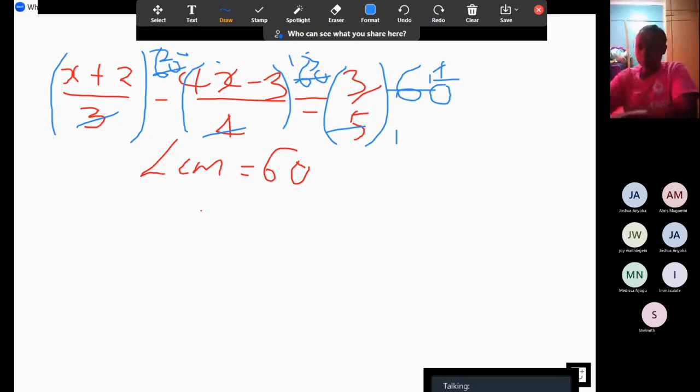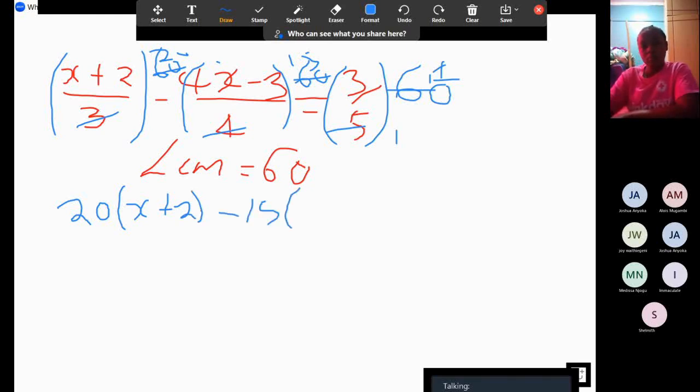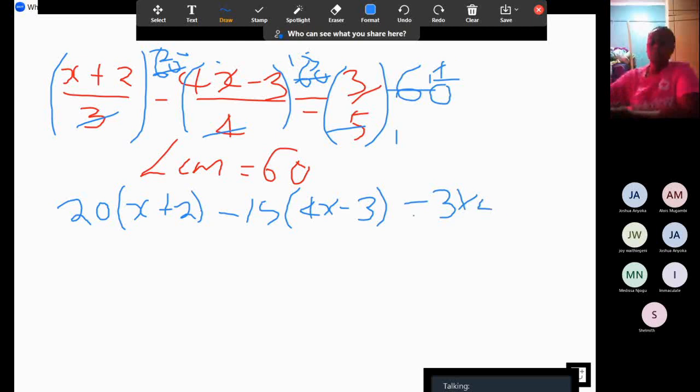Then we multiply. Sometimes I forget, because you want to avoid some funny errors, as I'm going to show you, that you make it linear. That is 20 into x plus 2 minus, you bring in 15 into 4x minus 3, then equals to 3 times 4, because there was a 4 here.